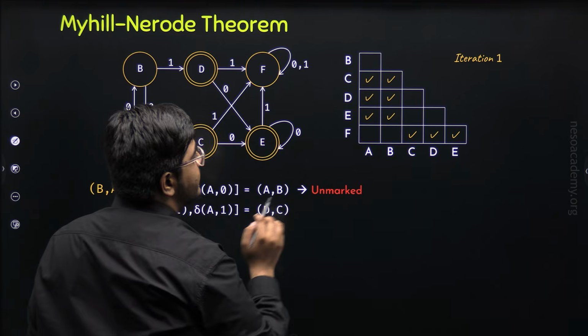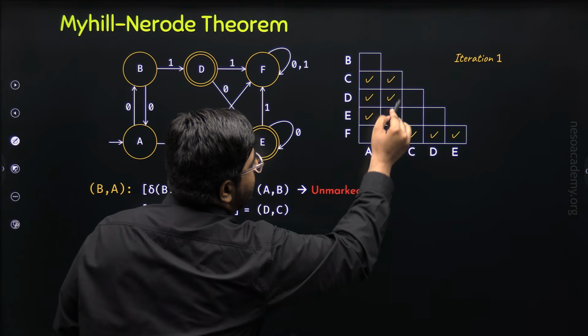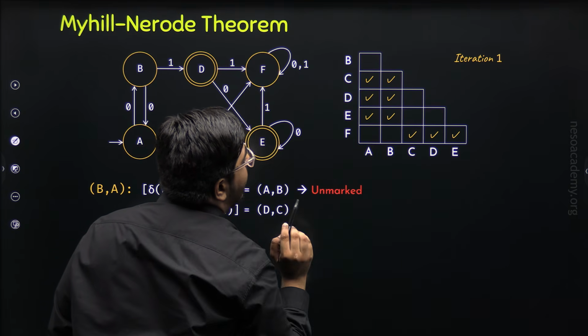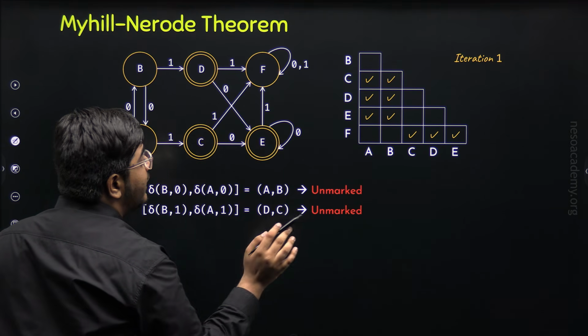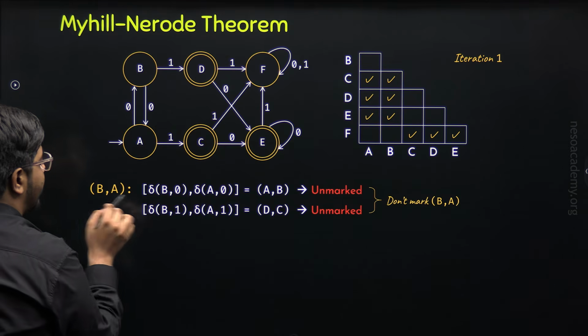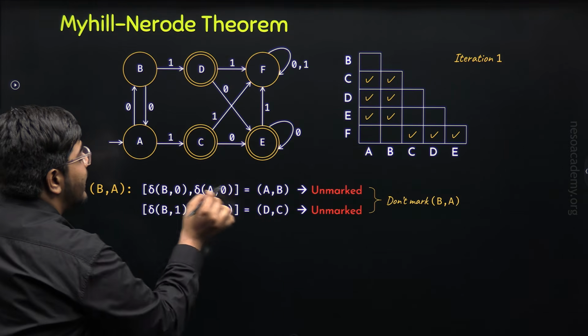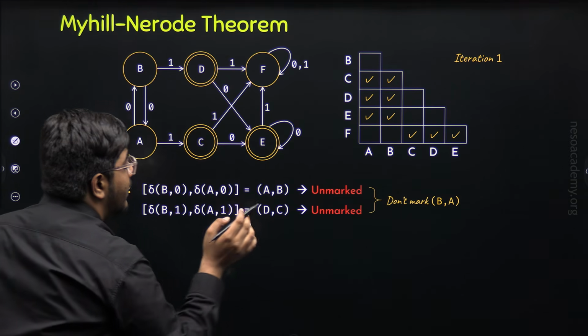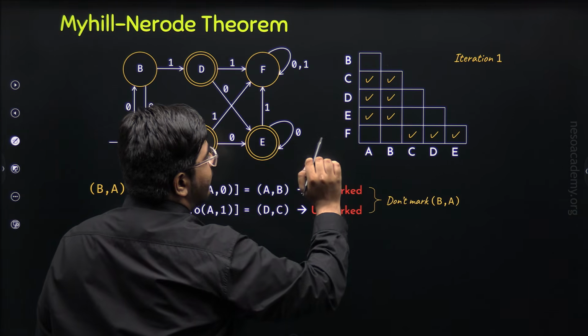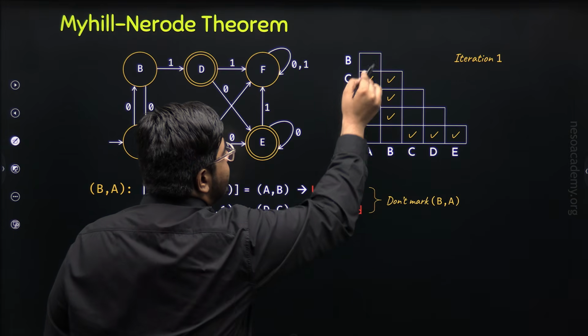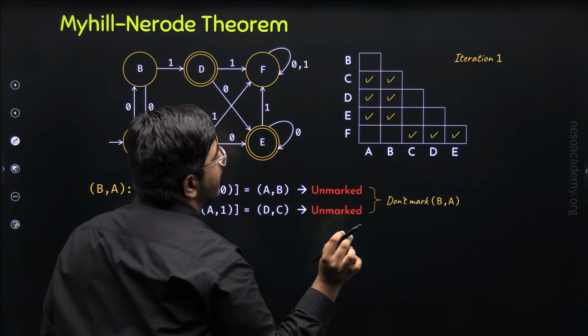Now let's check D, C. D, C, this one, it is also unmarked. So both the pairs are unmarked. So we will not mark B, A. Even if one pair was marked out of these two, we have to mark B, A. So in first iteration, B, A, this pair is left unmarked.